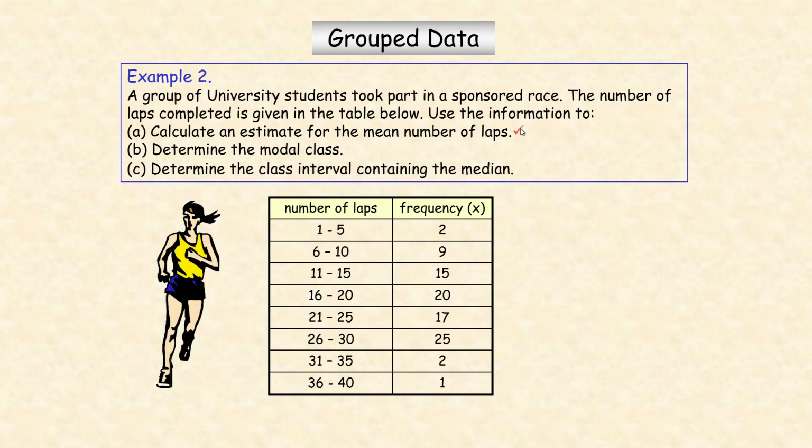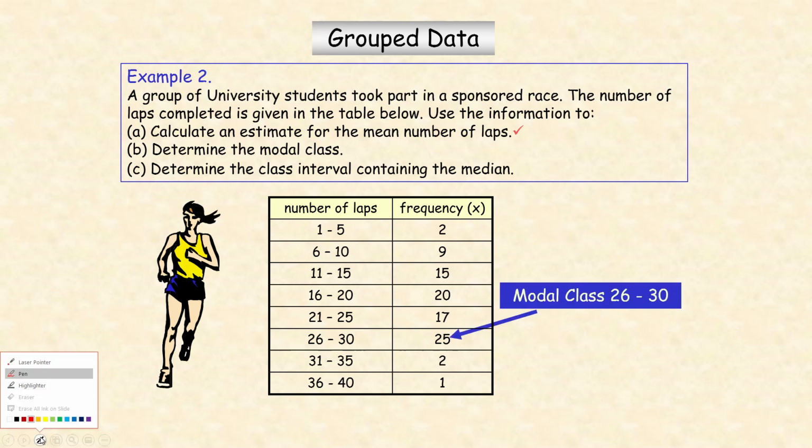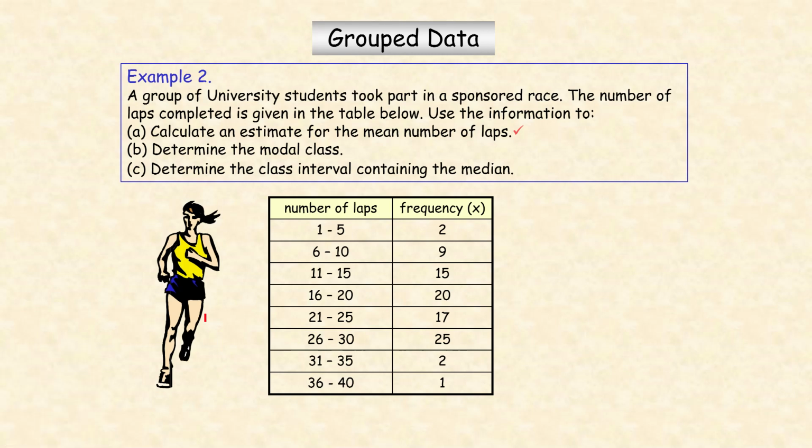Right, so we found, in our question, we found an estimate for the mean. We've done that part of it. If I can just get my highlighter back. I want a yellow highlighter. That's better. So we found our mean.